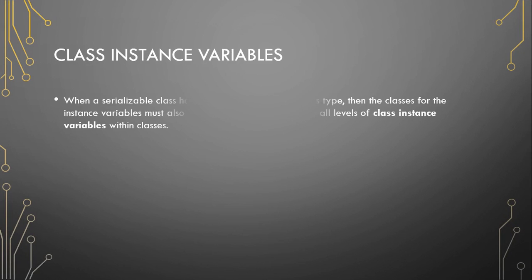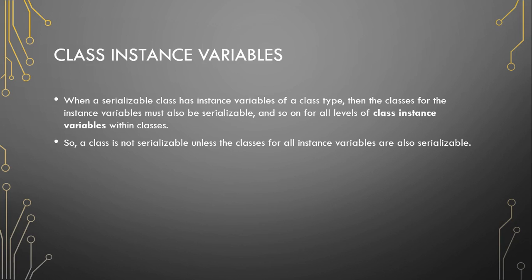All right, let's discuss those class instance variables. When a serializable class has instance variables of a class type, then the classes for the instance variables must also be serializable, and so on for all levels of class instance variables within classes. So a class is not serializable unless the classes for its instance variables are also serializable.